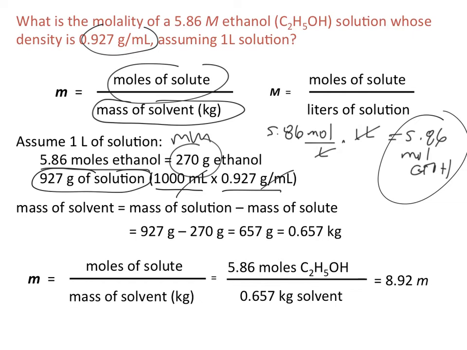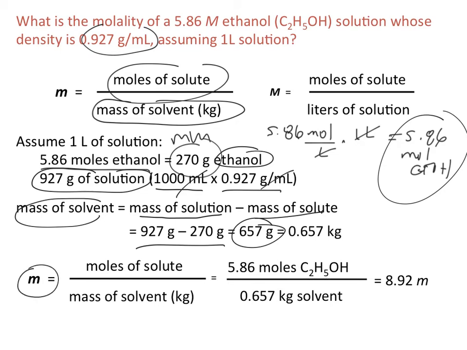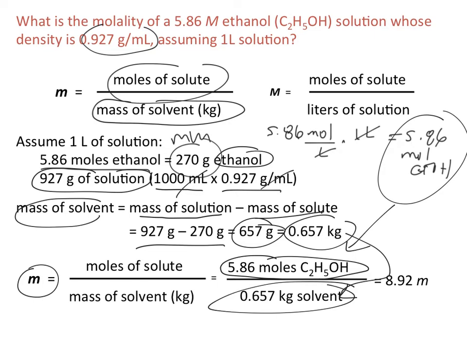Okay, so now I know the total mass of my solution, and I know the mass of my solute. In order to figure out the mass of my solvent, I'm going to take the mass of my solution and subtract out the mass of the solute, which I've done here, which gives me 657 grams, or 0.657 kilograms. I'm then going to calculate molality by plugging in the number of moles of ethanol, which is my solute, which I already calculated there, and then plugging in the mass of my solvent here. Divide these two numbers out, and you get an 8.92 molal solution.